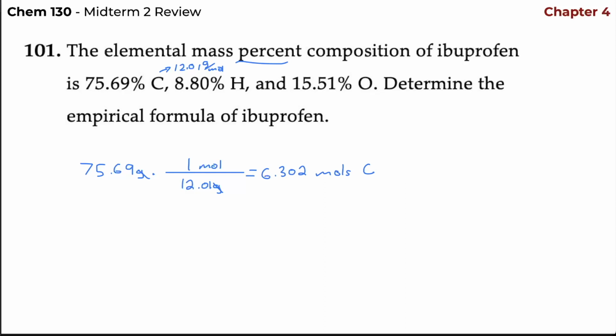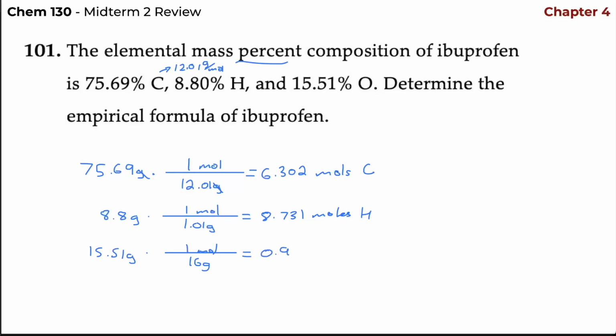And then for the next one, we're gonna multiply by 100 again, use 8.8 grams, right? Times 1 mole for hydrogen, it's 1.01 grams, right? So this is equal to 8.731 moles of hydrogen, right? And for oxygen, it's going to be 15.51 grams, right? Times 1 mole over 16 grams, right? Which is going to be 0.9694 moles of oxygen, right?